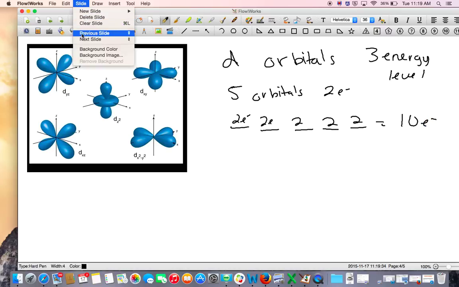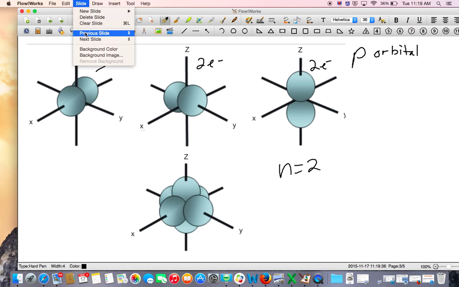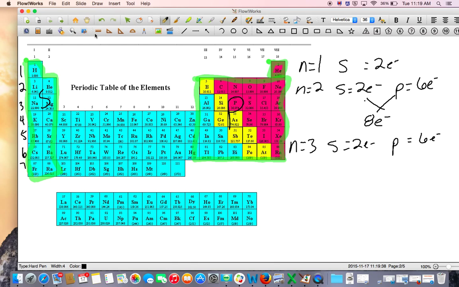Let's go back to the very first slide and see where these guys show up on our periodic table. Right here. The transition metals are going to be our d orbitals. So in the third quantum, we have s, p, and now all of a sudden we have d, which can hold a total of 10 electrons, giving us 18 total.